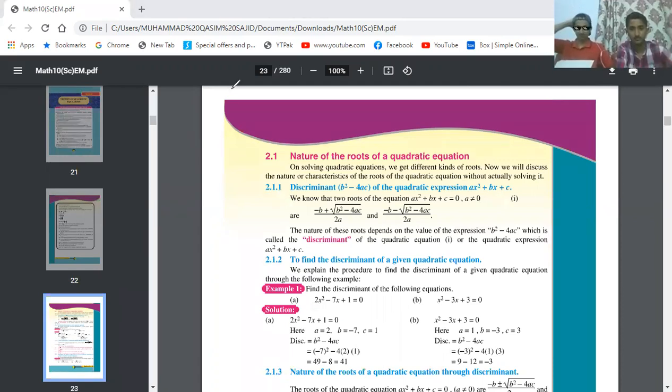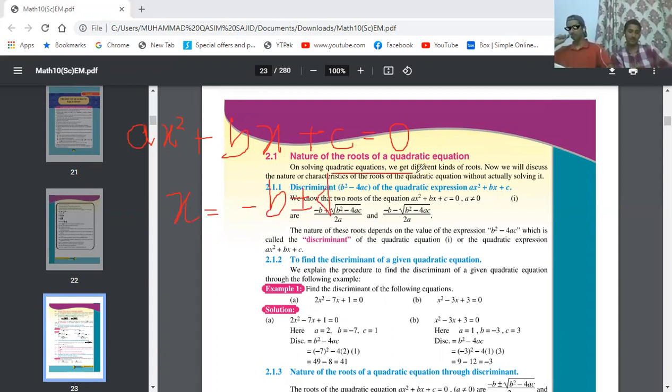First, the standard equation is ax square plus bx plus c equals to 0. This is my standard equation. Okay, now how to find the root? The root is x equals to minus b plus minus under root b square minus 4ac upon 2a.